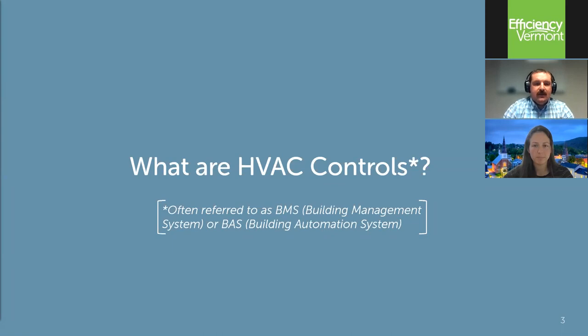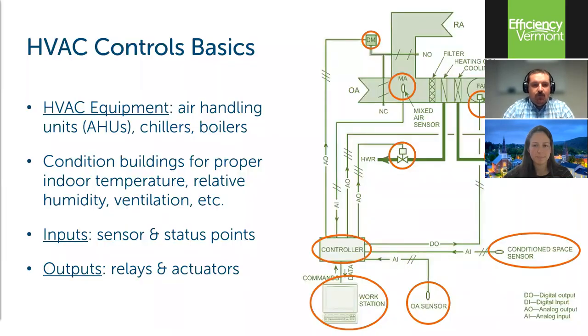Excellent. Thank you, Alex. So as we get started here, one thing we want to do is just go over the basics of what are HVAC controls. So in our commercial buildings, we have all of our HVAC equipment, air handling units, boilers, fan coil units, and they're all meant to condition the space, whether it be for temperature, relative humidity, ventilation, for both the occupants and if there's any product in an industrial building.